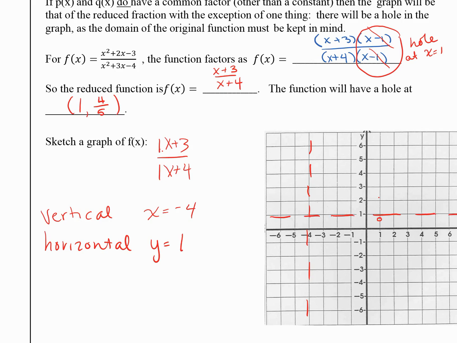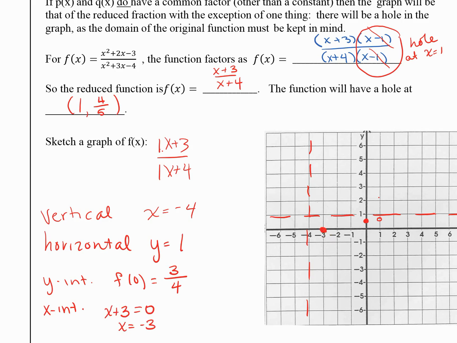Okay, now to get the y-intercept, we want f of 0. So we're going to plug 0 in, which would give us 0 plus 3, which is 3, over 0 plus 4, which is 4. So at 0, 3/4. Okay, and the one last thing we can do is find any x-intercepts, and x-intercepts happen when you set the numerator equal to 0, so that would be at x equals negative 3. So at negative 3, 0.